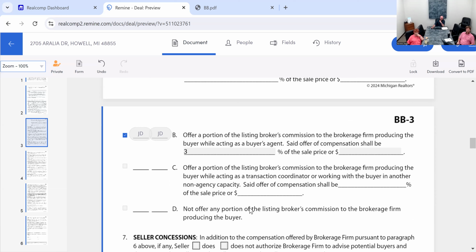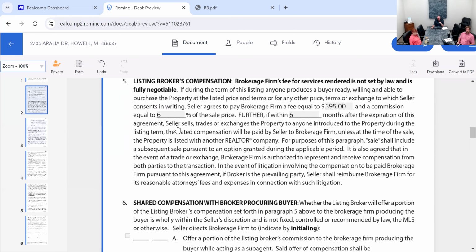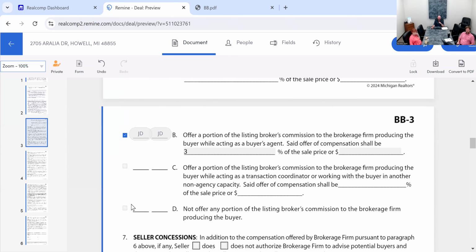All right, so, but yeah, so this does not offer any portion of the listing broker's commission. This is for those that heard, I don't have to pay the buyer's agent commission anymore. Yeah, you don't have to. It's smart to do so. It's dumb not to agree to do so. But okay, if you don't want to, we can drop this down to 3 and we'll do that there.